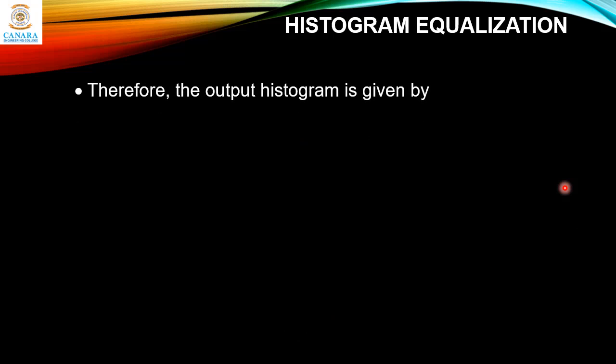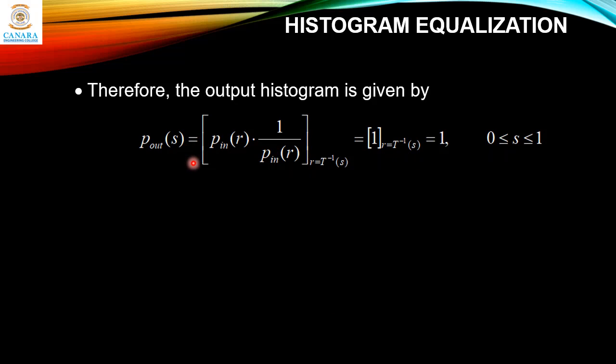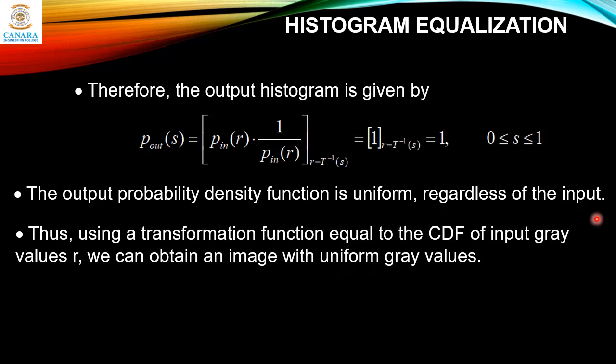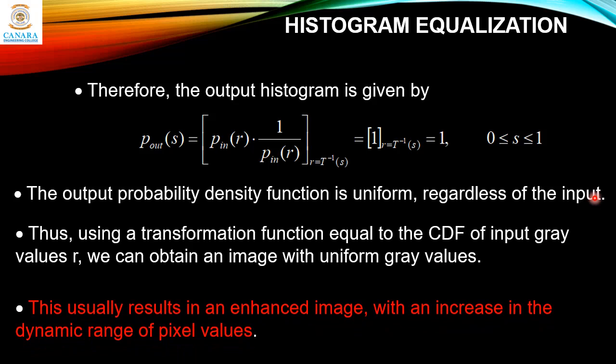Therefore, the output histogram is given by the expression P out of S equal to P in of R into 1 by P in of R. They cancel out, that means it is equal to 1 for the interval 0 to 1. So the output probability density function is uniform regardless of the input. Thus, using a transformation function equal to the CDF of input gray values R, we can obtain an image with uniform gray values. This usually results in an enhanced image with an increase in the dynamic range of the pixel values.